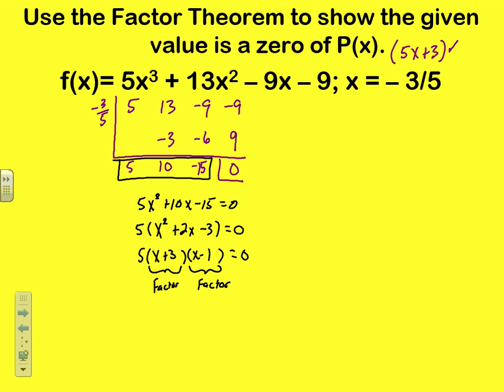So if we wrote out the polynomial that was given to us, the 5x cubed plus 13x squared minus 9x minus 9, we could write its equivalent factored form that said the factor that we were given was 5x plus 3. Well, they didn't exactly give it to us, but we were able to figure out what it is. And then we would have the x plus 3, and we would have x minus 1.